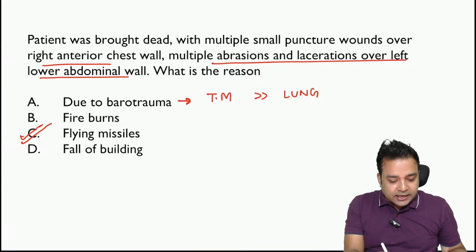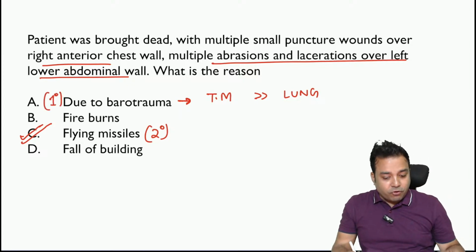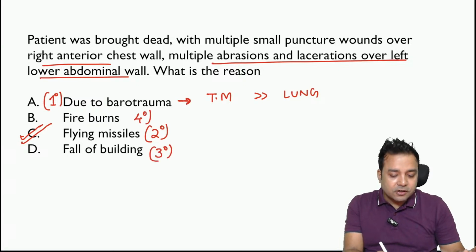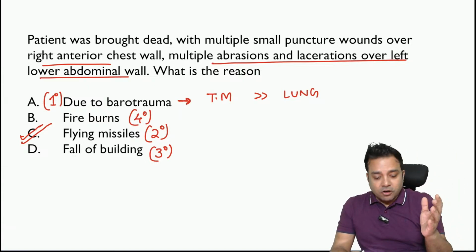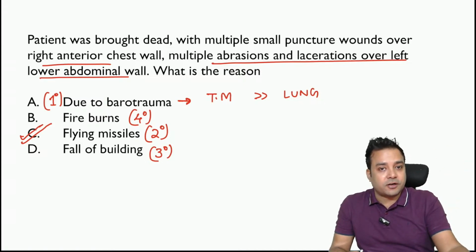Flying missile is secondary bomb blast injury, correct? Barotrauma is primary bomb blast injury. Fall of the building or collisional injuries are tertiary bomb blast injuries, and quaternary bomb blast injuries are complications of explosion like fire, fume, killing the person, or the person having some psychiatric complications, post-traumatic stress disorder. So all this will be quaternary bomb blast injuries.